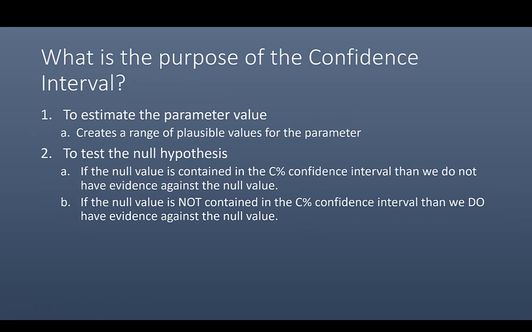A confidence interval gives us a range of plausible values for the parameter of interest. It can also give us information in regards to a hypothesis test. If the null value is included in the confidence interval, then there is no evidence against the null hypothesis, and the null value is a plausible value for the parameter of interest. However, if the null value is not included in the confidence interval, then there is evidence against the null hypothesis, and the null value is not a plausible value for the parameter of interest.